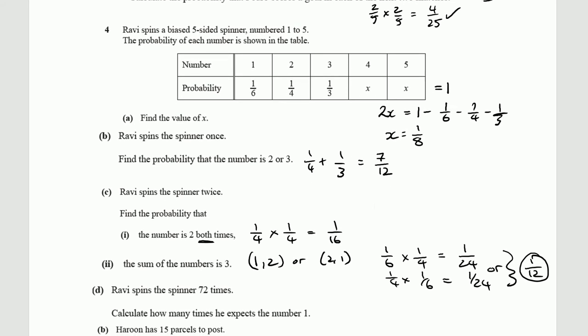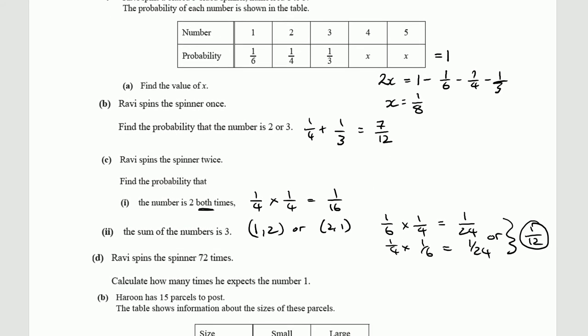Now, he spins the spinner 72 times, and we want to calculate how many times he expects the number 1. Now, whenever we talk about probability, we're saying what the chances are of something happening of all the times that we do it. So the number 1 has a probability of a sixth, which means it's going to happen 1/6 of the time. This is a really important thing to remember. This "of the time" statement is always hiding behind the word probability. We expect a number 1 1/6 of the time.